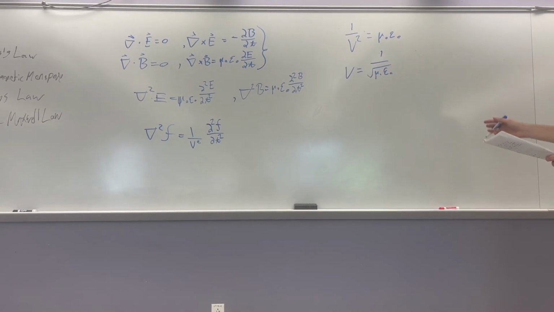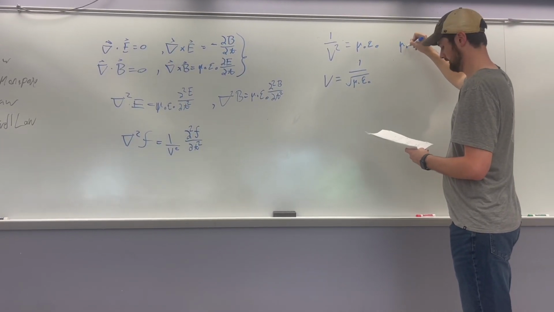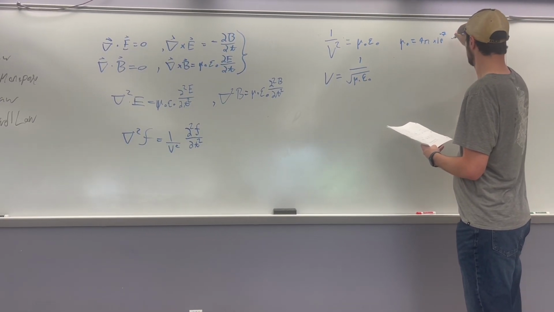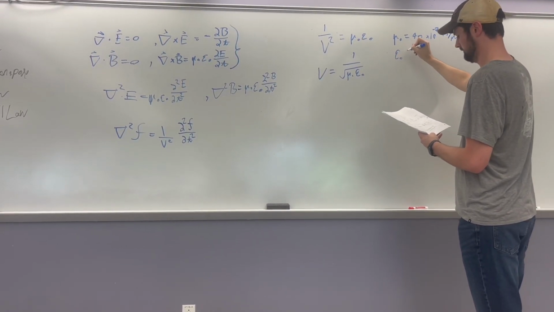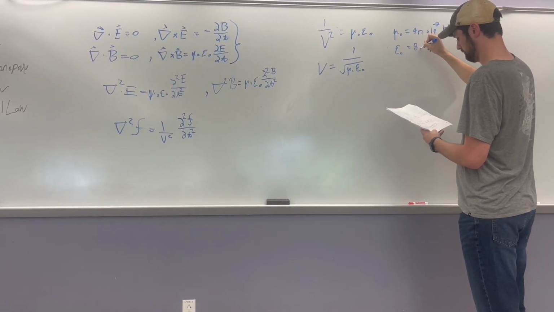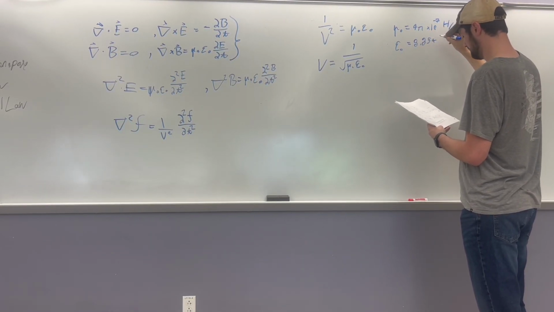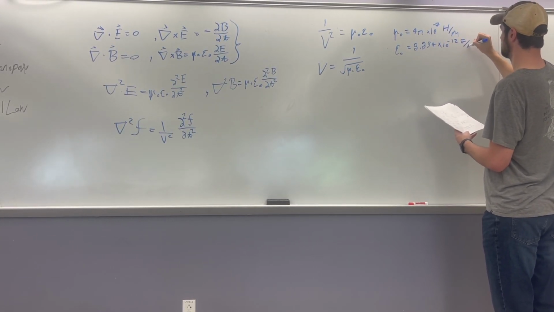So mu naught and epsilon naught have a known value. Mu naught is equal to 4 pi times 10 to the minus 7 henries per meter, and epsilon naught is equal to 8.854 times 10 to the minus 12 farads per meter.